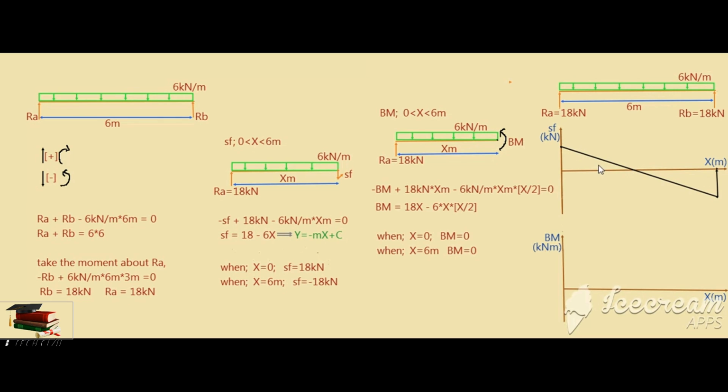The areas of both triangles are the same. Here 18 kilonewton, here 6 meter. You know this is a UDL, so this line crosses the x-axis at the 3 meter point.